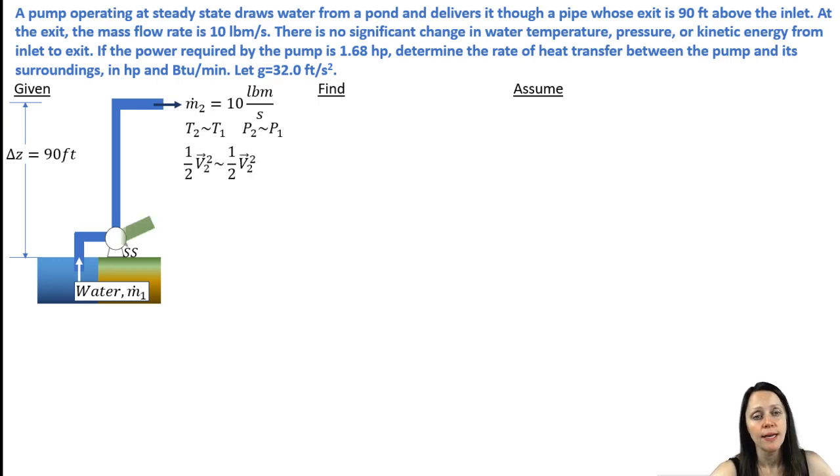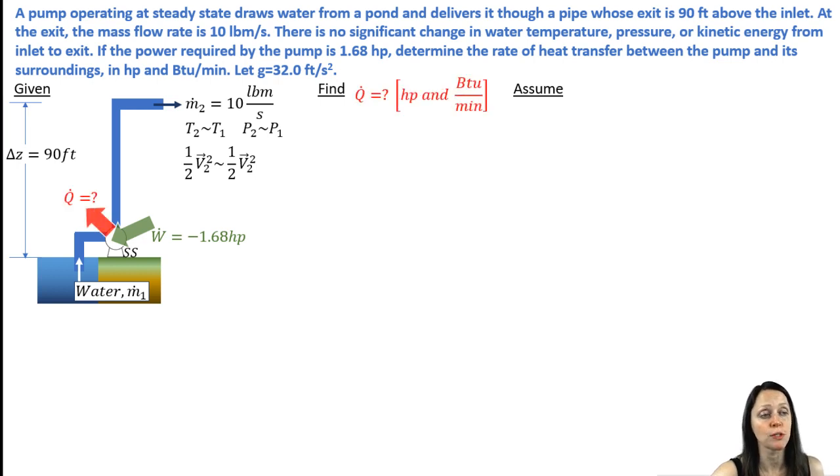The power required by the pump is 1.68 horsepower, and you'll notice that there's a negative in front of that. And we want to find the rate of heat transfer between the pump and its surroundings in horsepower and BTU per minute, and we're told what the gravitational constant is.